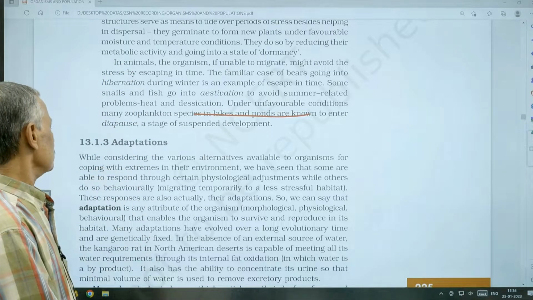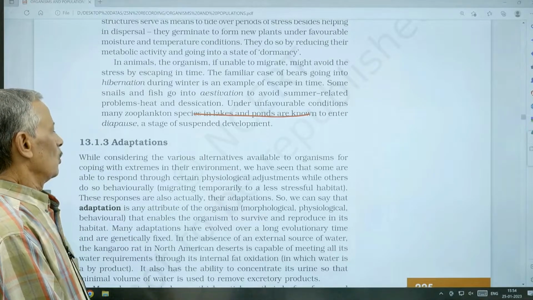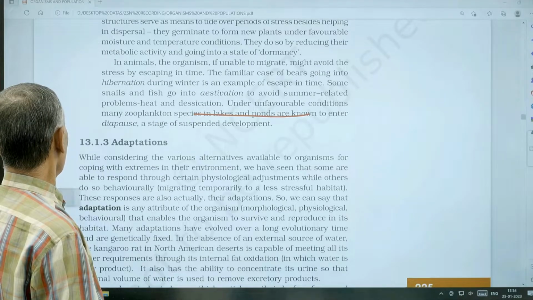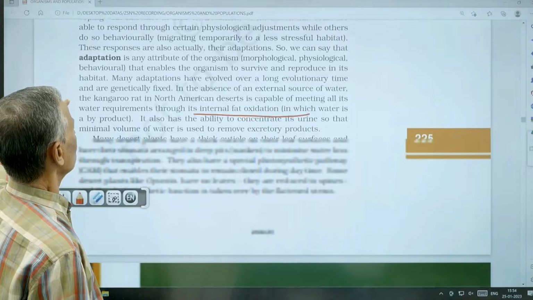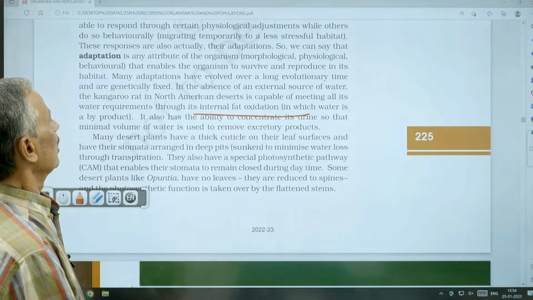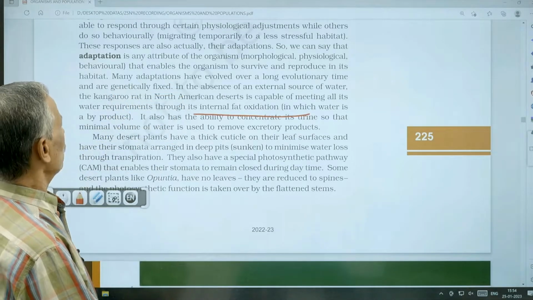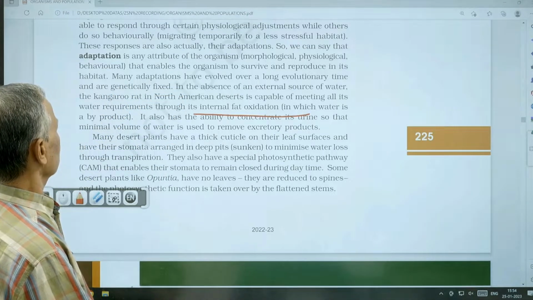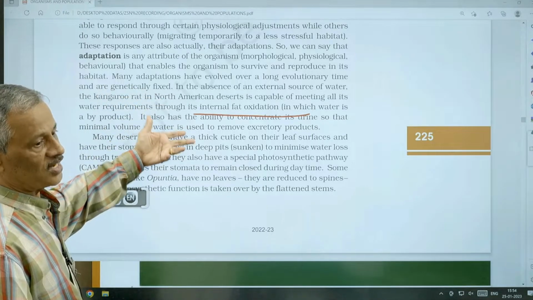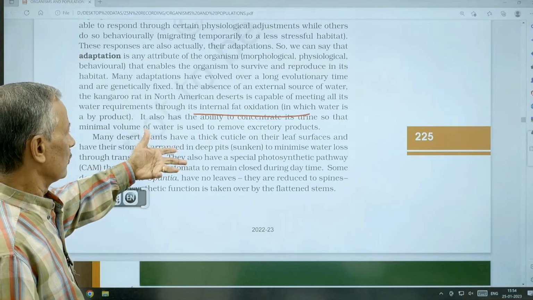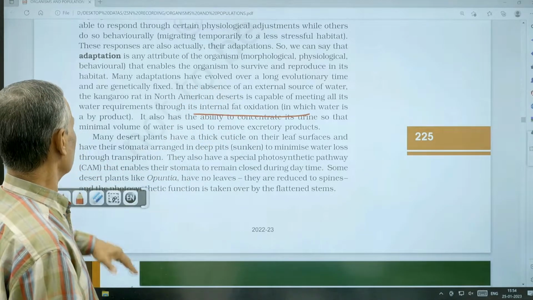Now, what about adaptations? Every organism will be having a number of adaptations. What are adaptations? Special features that enable them to live successfully in their particular environment. For example, kangaroo rats never drink water. They will be getting water from oxidation of their food, and internal fat oxidation is the source of this biological water.